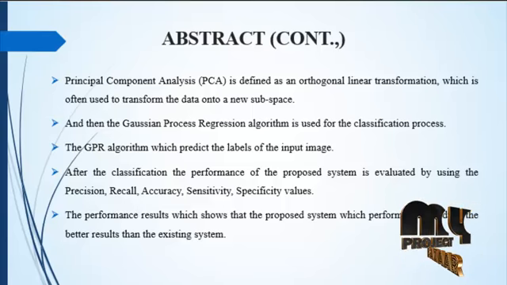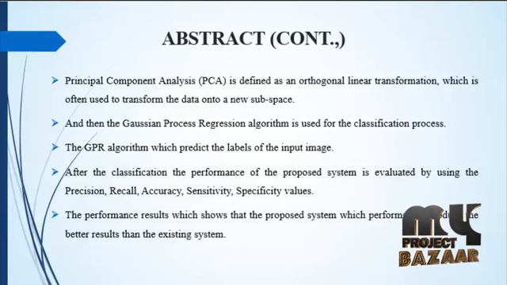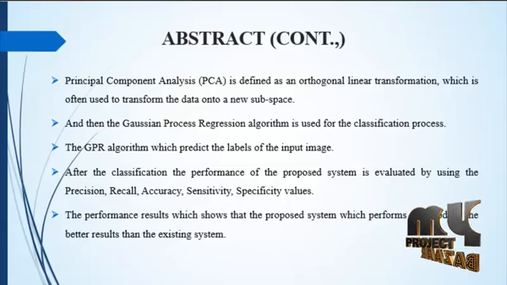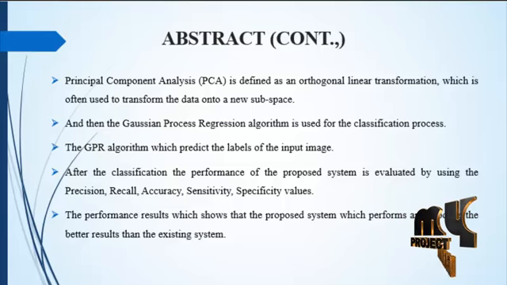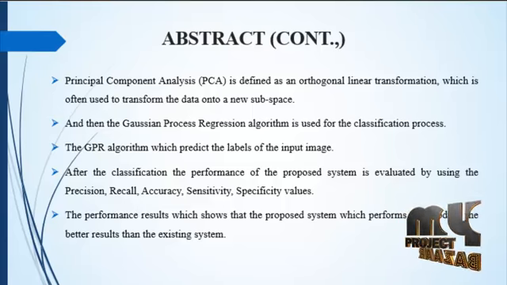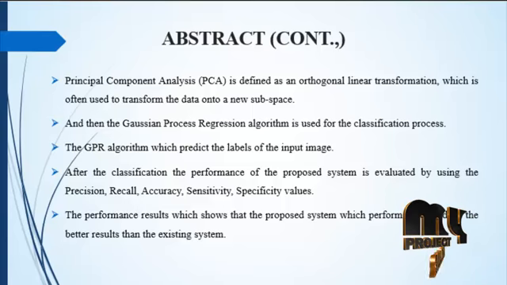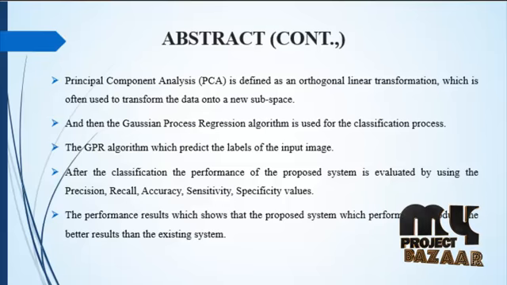After the extraction, the features are mapped using kernel principal component analysis, and PCA is defined as an orthogonal linear transformation, which is often used to transform the data into a new subspace. Then the Gaussian process regression algorithm is used for the classification process, which predicts the labels of the input image. After that, the performance of the proposed system is evaluated using precision, recall, accuracy, sensitivity, and specificity values. The performance values show that the proposed system produces better results than the existing systems.